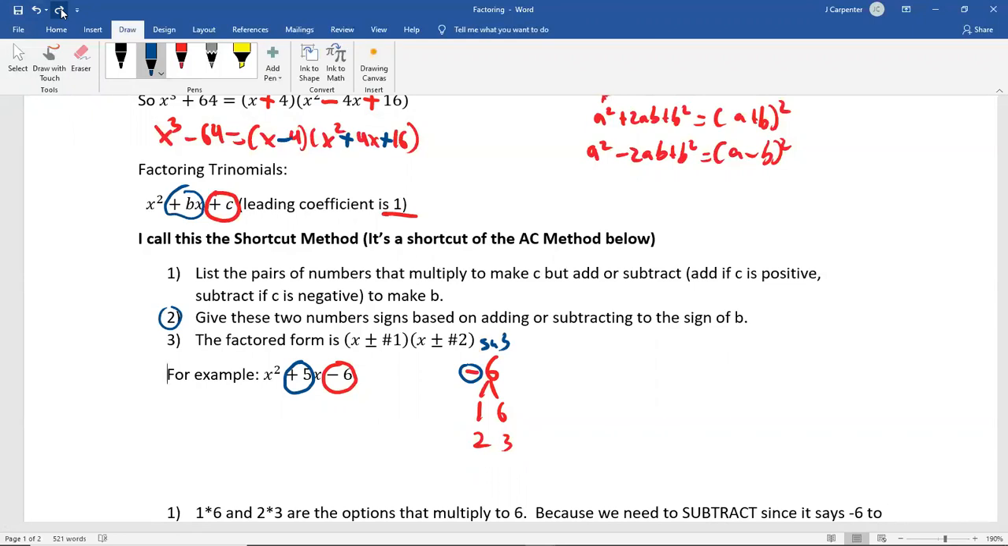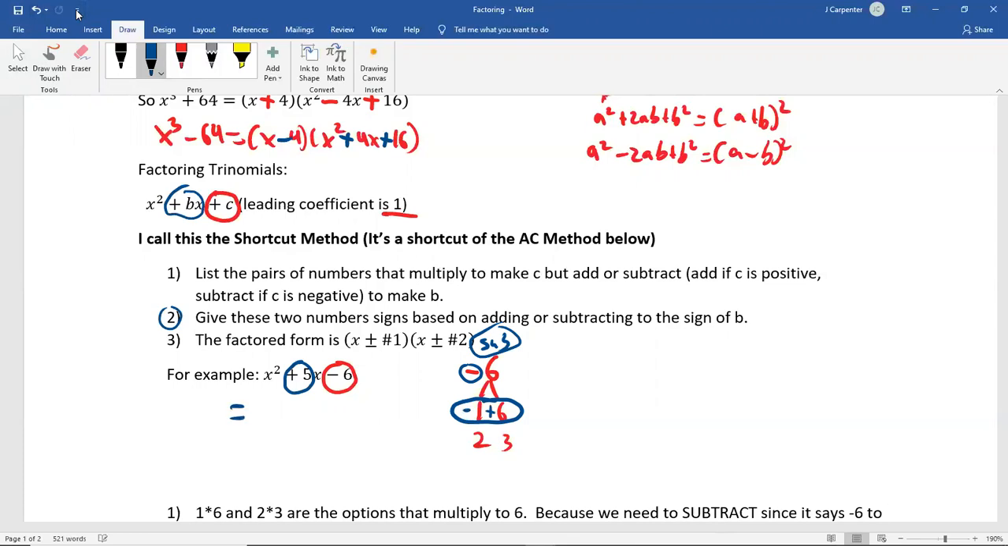All right, this minus says we're supposed to subtract them, as I said. If we subtract 6 and 1, we get 5. If we subtract 3 and 2, we get 1. So 1 and 6 is actually our choice. Again, because we're supposed to be subtracting the pairs because this was a negative. But then we have to give them signs to make sure they add to a positive 5. So they have to be opposite signs. I'm going to do this wrong at first. If I go negative 6 and positive 1, well, 1 minus 6 is negative 5, not positive 5. So I need to swap those signs. It needs to be a positive 6 and a negative 1.